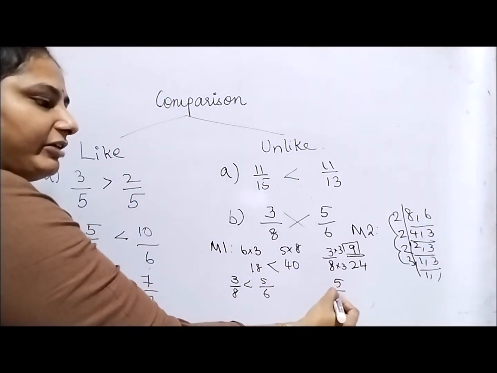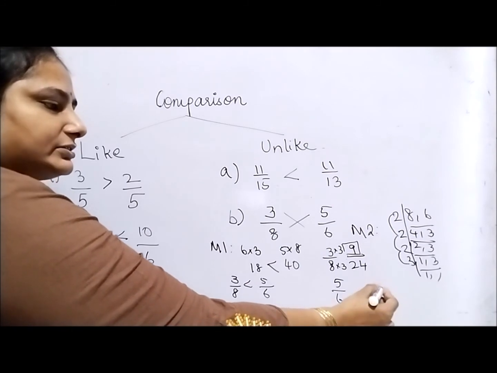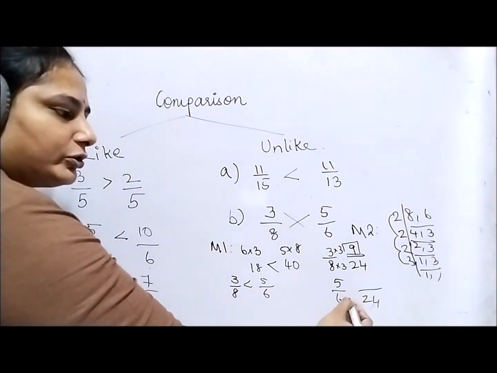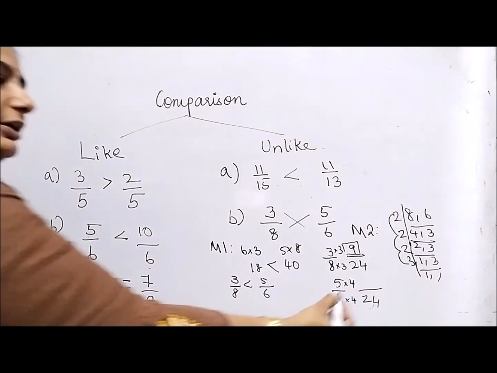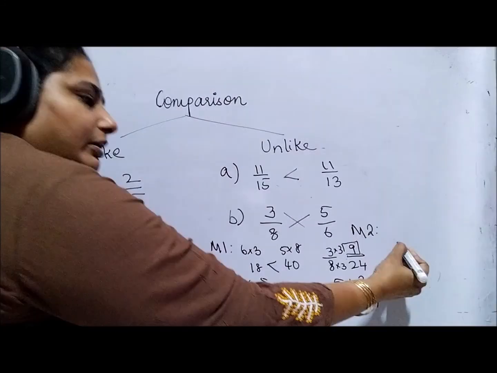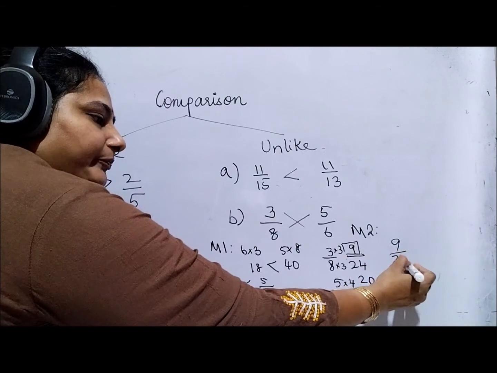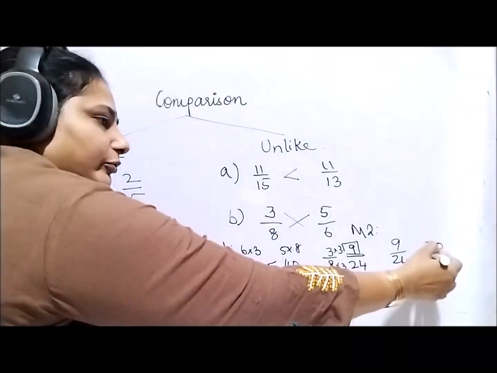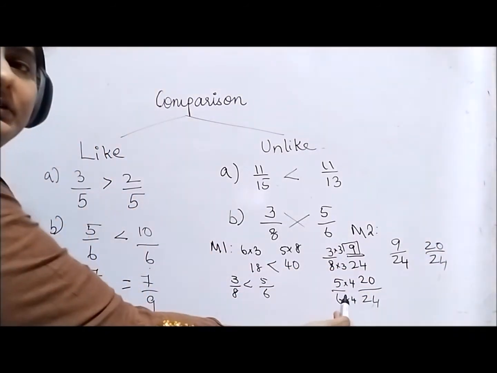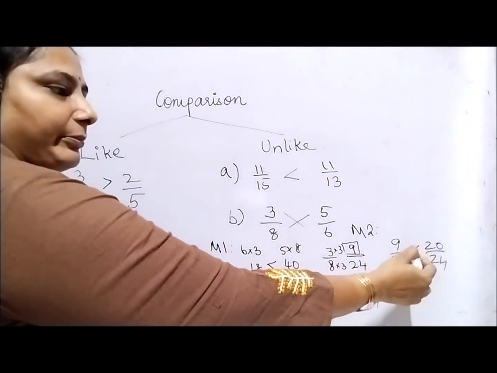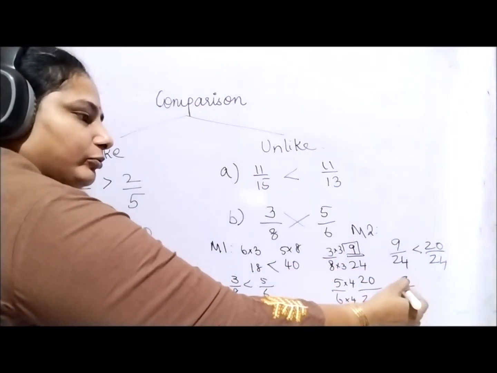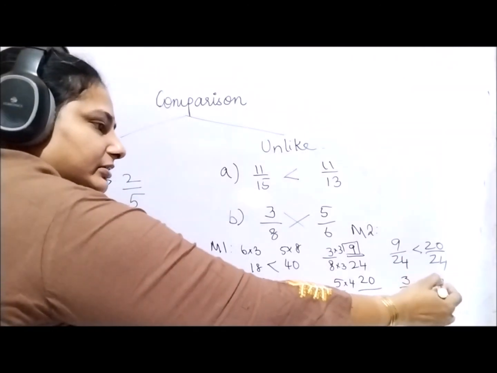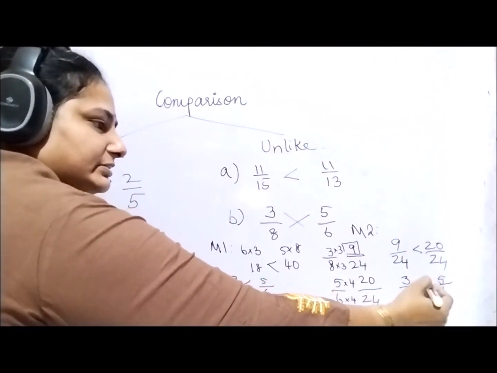Same way 5 by 6. I need 24 as the denominator. So what should I multiply? 4. The same number should be multiplied in the numerator. 5 4s are 20. Now 9 by 24 and 20 by 24. Now my denominator is the same, so I compare the numerators. What is 9 by 24? Original number is 3 by 8. This original number is 5 by 6.